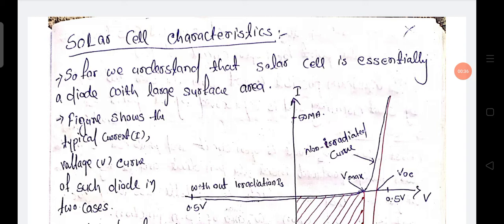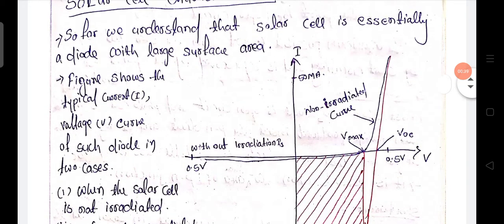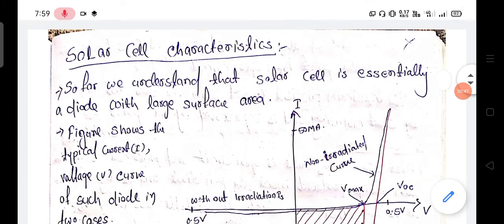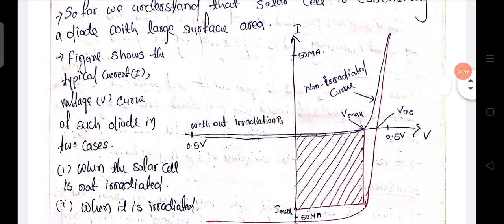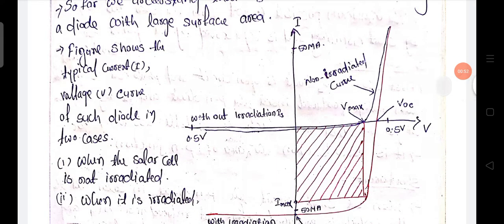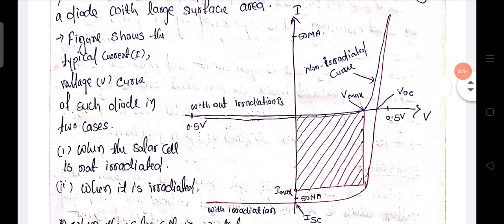That means we can draw an IV characteristic of the solar cell. You see, this is the IV characteristic of the solar cell.